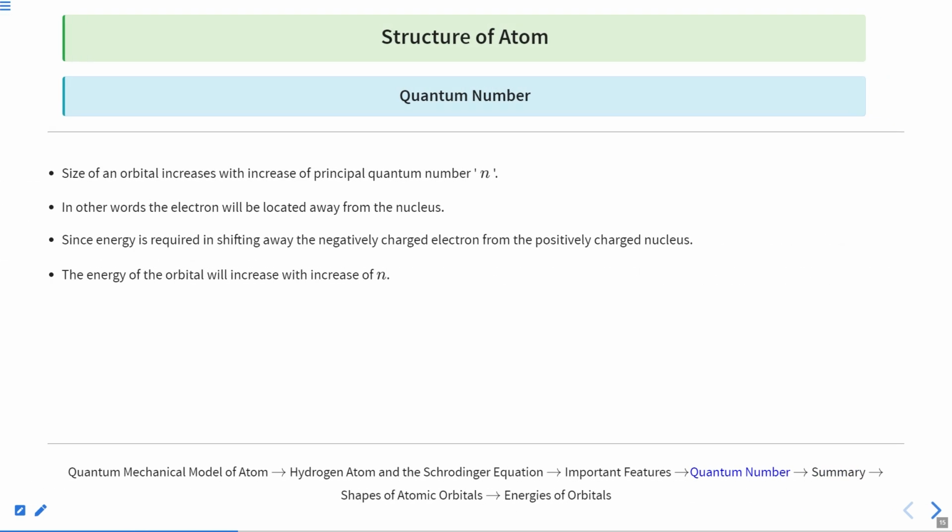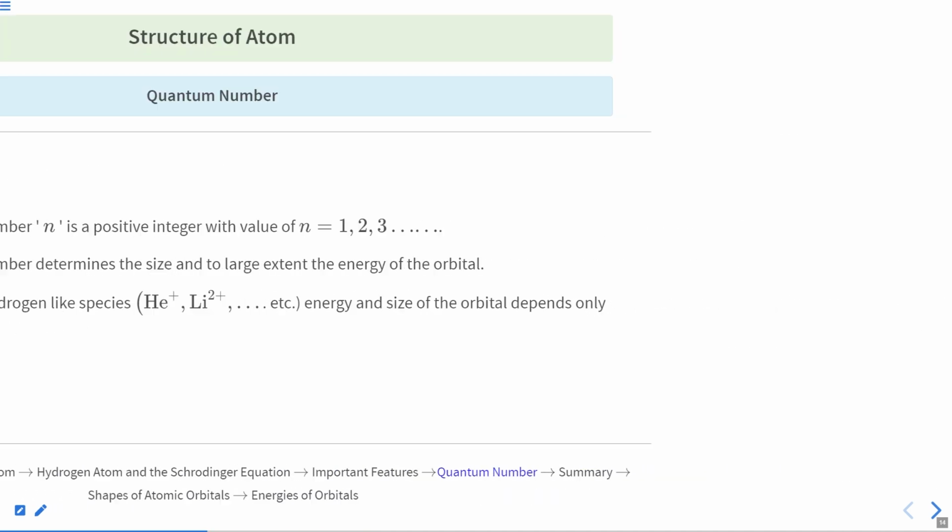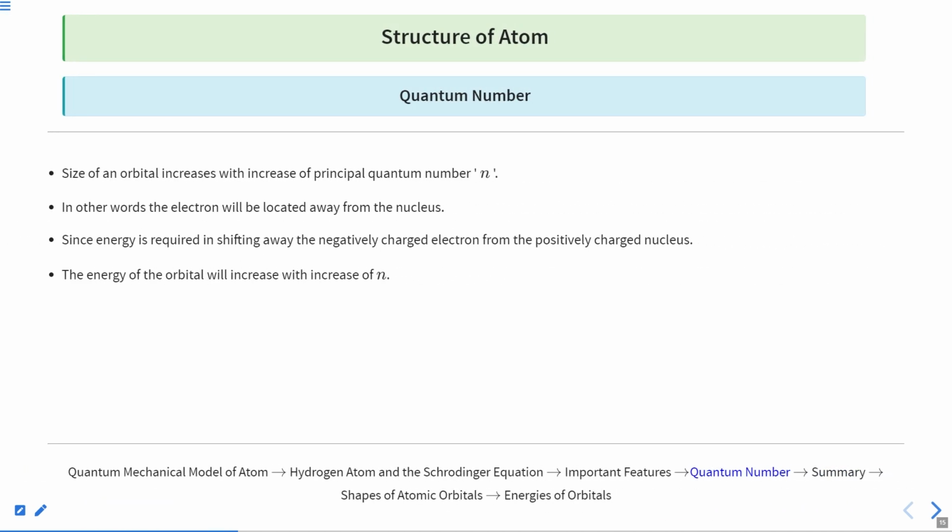Next is the size of the orbital. The size of the orbital is dependent upon n. The same thing is written here, that thing only repeated. In other words, the electron will be located away from the nucleus. So what does it mean? As we go on increasing the value of n, the size of the shell increases. You must have seen the model of the atom in which we have rings, and the rings get expanded more and more as we increase the value of n. Therefore, the distance between the electron and the nucleus goes on increasing.